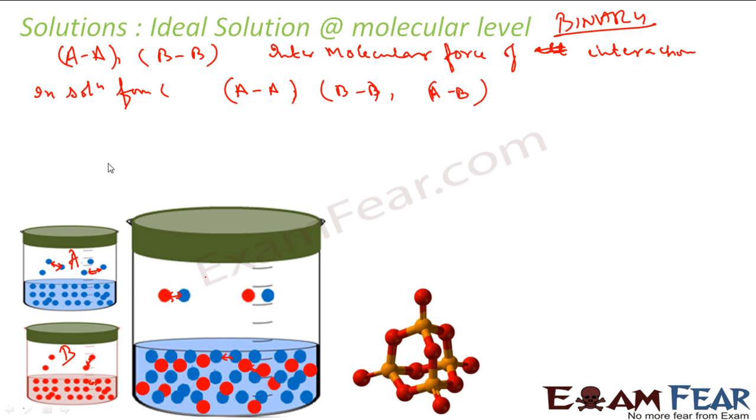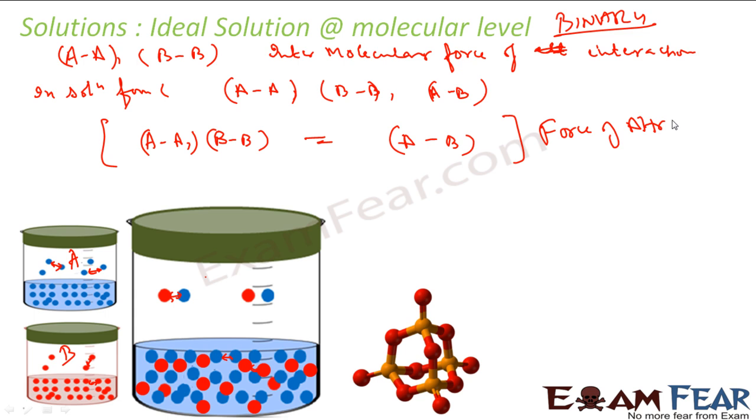Now, if the force of attraction between AA and BB is equal to the force of attraction between AB, I'm talking about the force of attraction, then I have an ideal solution. So in an ideal solution, these forces of attraction are all the same, right? And this is a perfect solution. This is very rare. This ideal solution is rare.